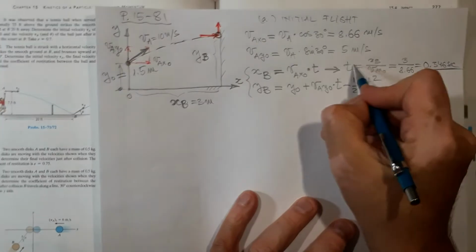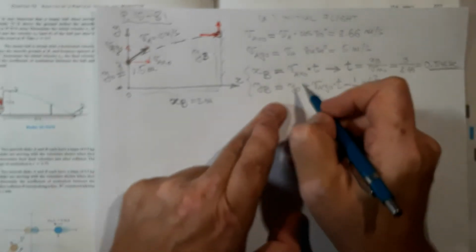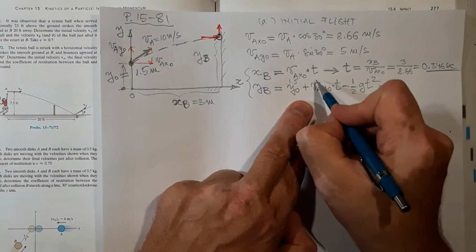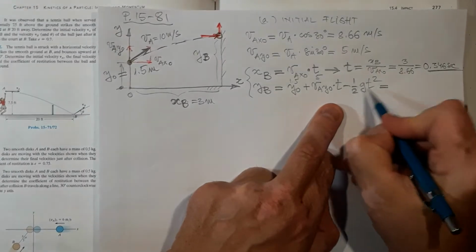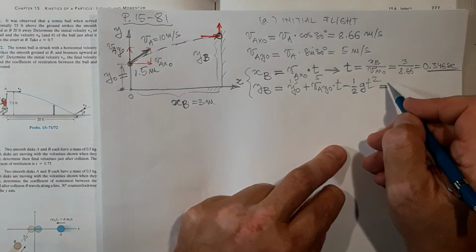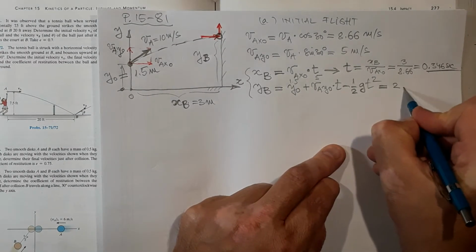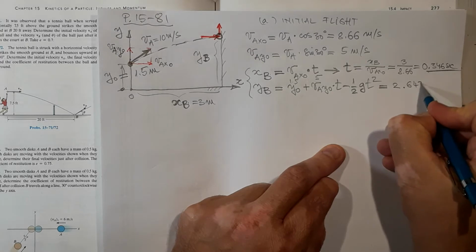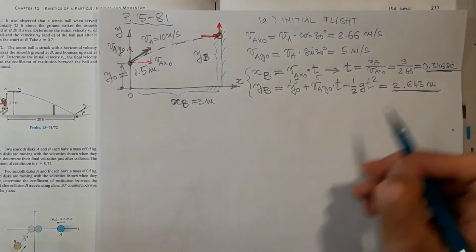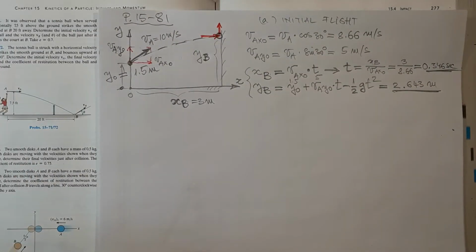I'm taking this time value and plugging it into the second equation. So what do we have? We have 1.5, this is VA, and this is 5, and this is, of course, 9.81. With this, we get the height of impact, that is y of b, which is 2.643 meters. Useful information for phase 3 of the analysis.